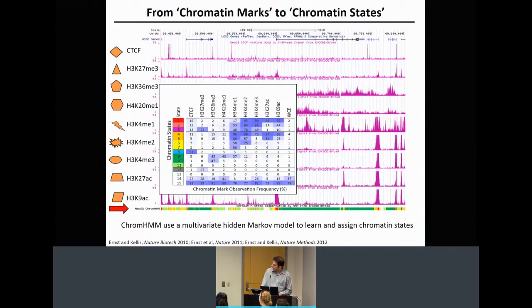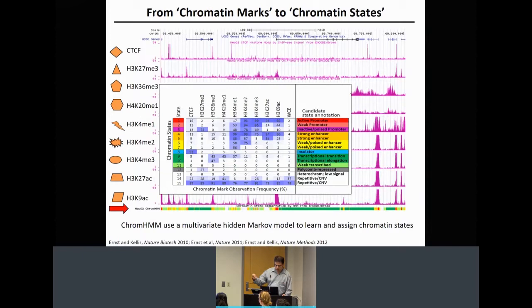So what you're seeing here, the rows correspond to different states, and then the columns correspond to different marks. And the darker the value means a higher probability of observing that mark in that state. And then once you've learned one of these models, you can go across the genome and assign each location to be an instance of a state. And that's the bottom row. So you've now reduced all that information in these different tracks to a chromatin state encoding, which you could color code and look at in the browser.